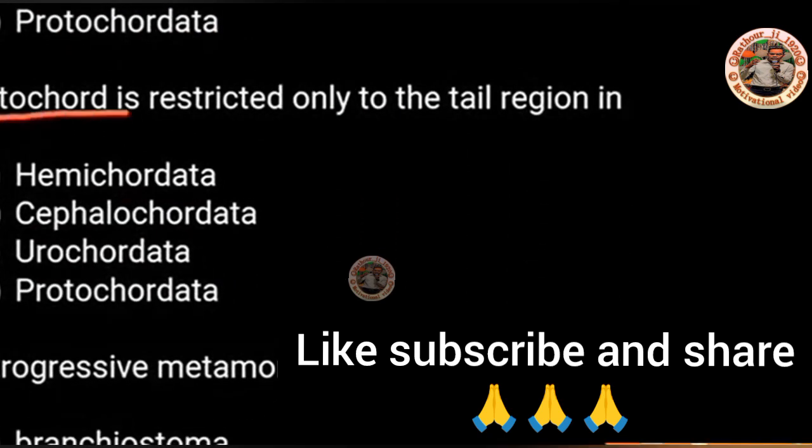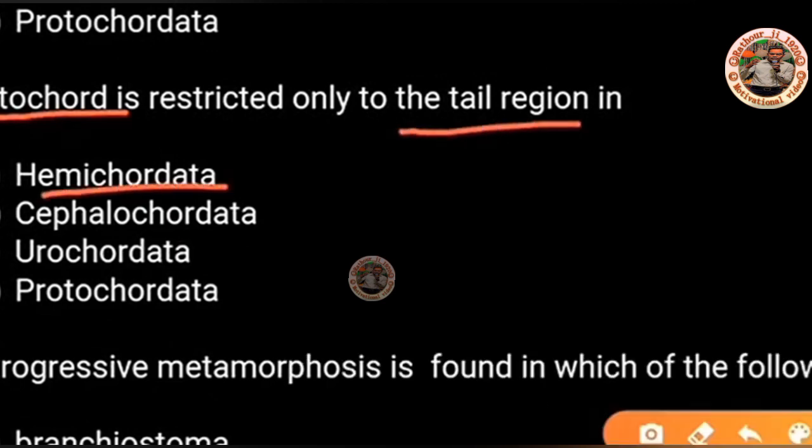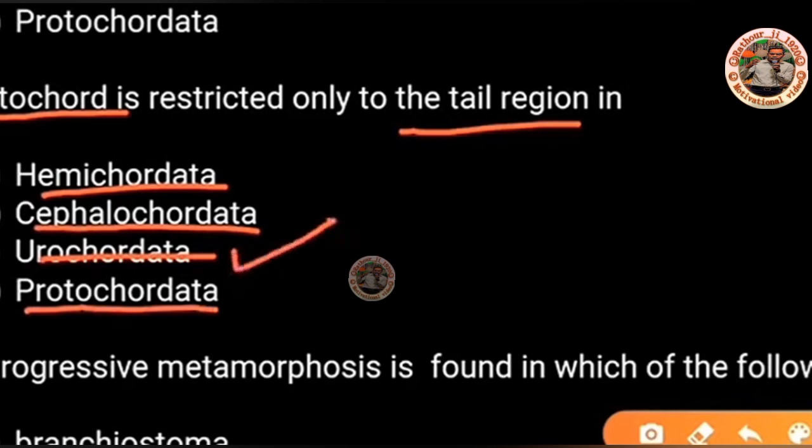Question 14. Notochord is restricted only to the tail region in which option? Option A, hemichordates. Option B, cephalochordates. Option C, urochordates. Option D, protochordates. So the correct answer is option C, urochordate. Urochordates contain notochord only present in their tail.